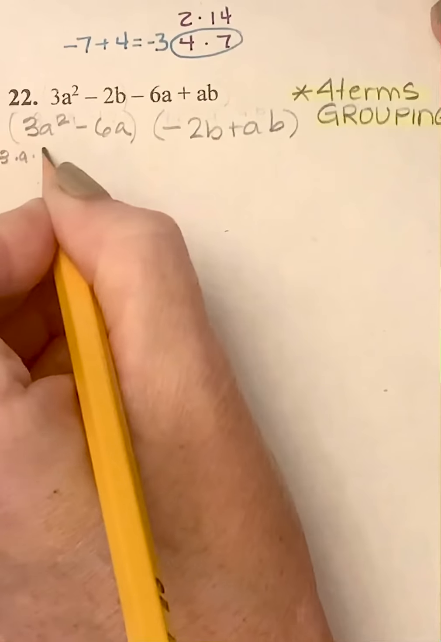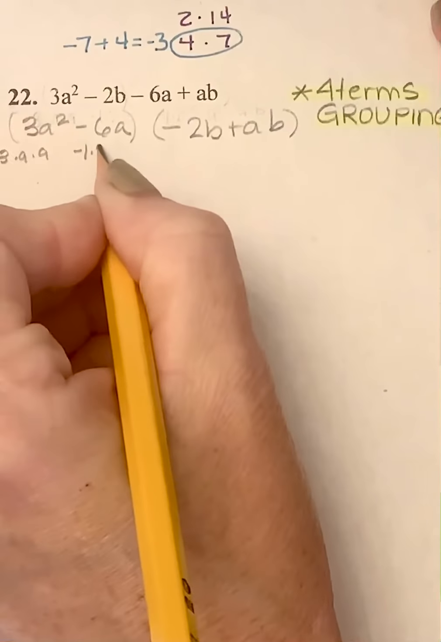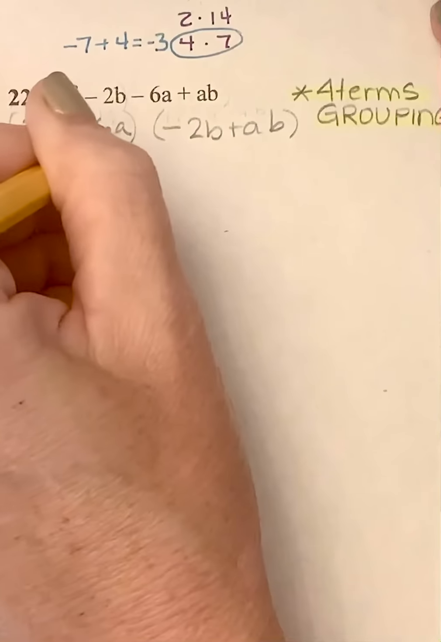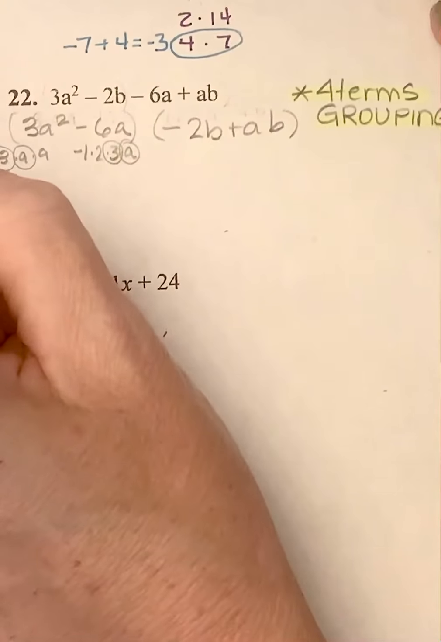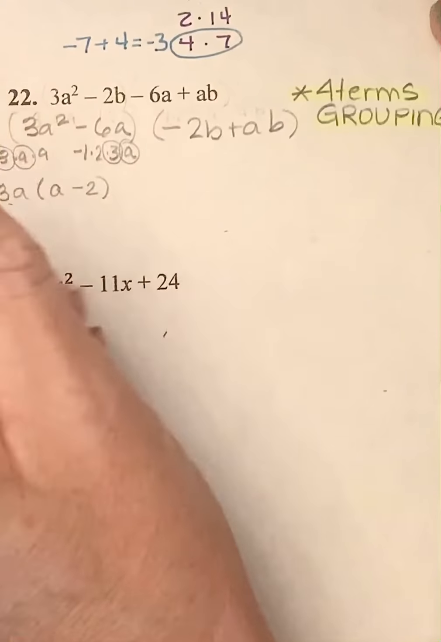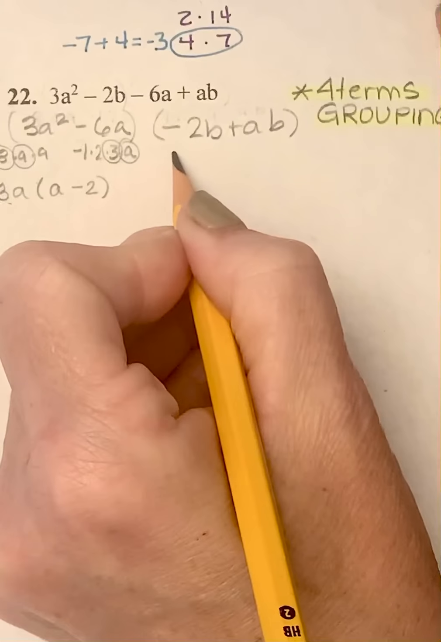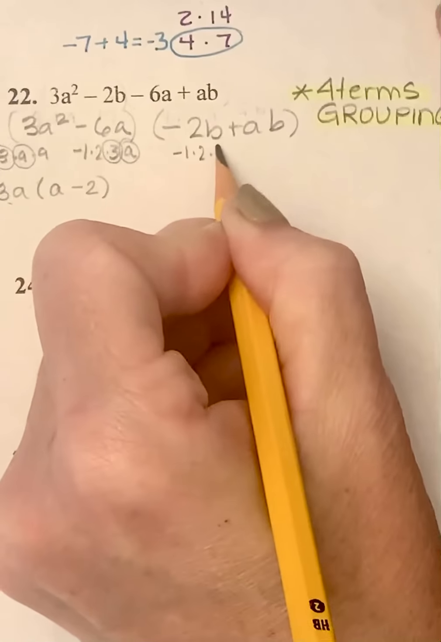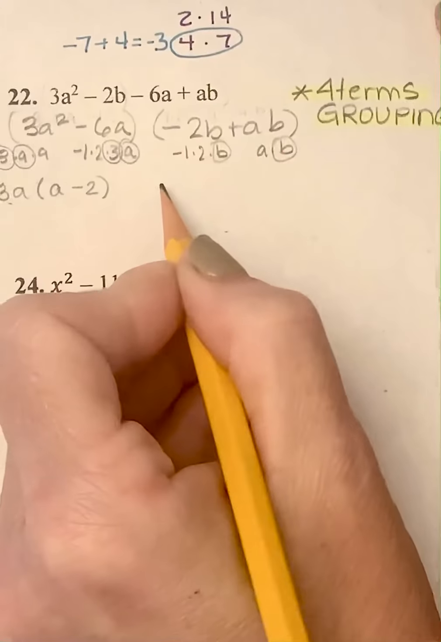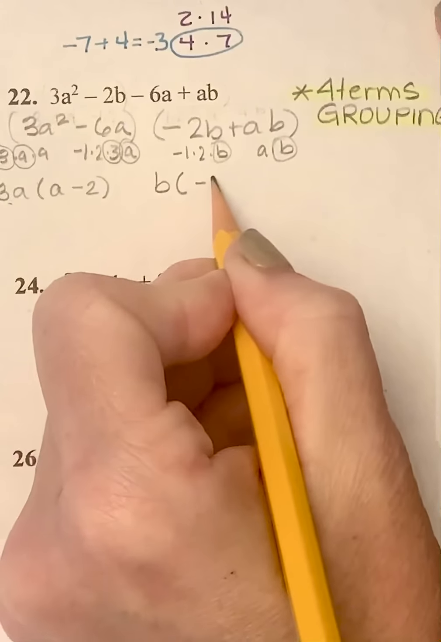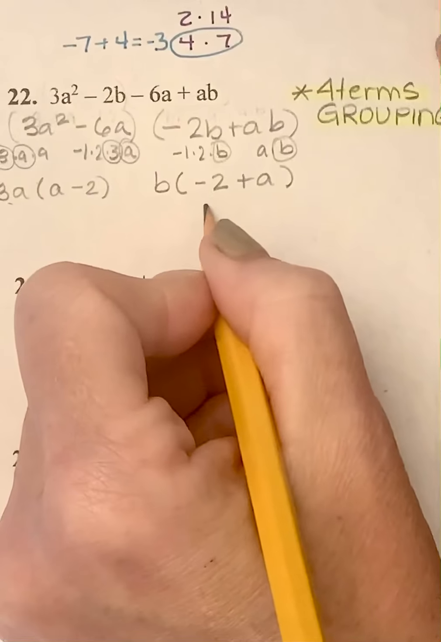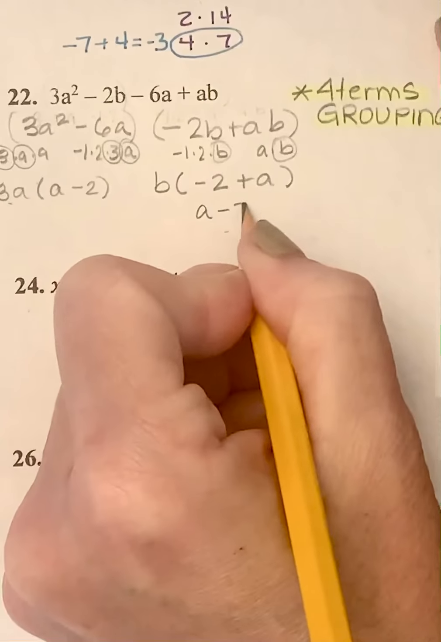3 times A, and then a negative 1 times 2 times 3 times A. They both have a 3 and an A. So I'll factor out a 3A and be left with A minus 2. Over here, I'll have a negative 1 times 2 times B. This will be A times B. They both have a B. So I factor out a B, I'll be left with a negative 2 plus A. That's the same thing as A minus 2.